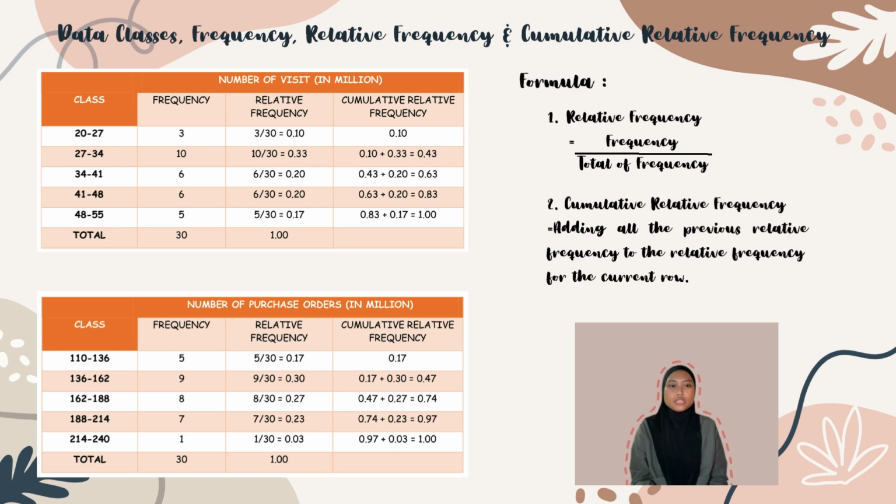To find cumulative relative frequency, we can use the formula of adding all the previous relative frequencies to the relative frequency for the current row. For example, the first cumulative relative frequency for number of visit is 0.1, and to find the second one, we have to add 0.33, so the answer is 0.43. We also use the same formula to find cumulative relative frequency for number of purchase.